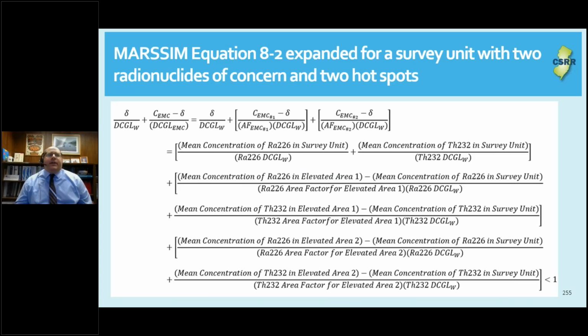This slide is just to demonstrate that it is necessary to define additional factors if, as in this example, you have multiple contaminants and multiple hotspots in a single survey unit. Next.